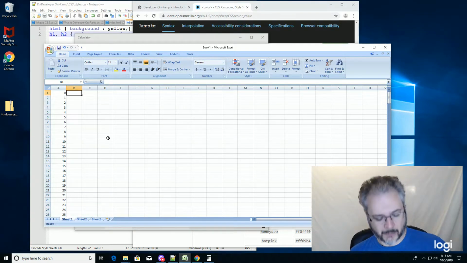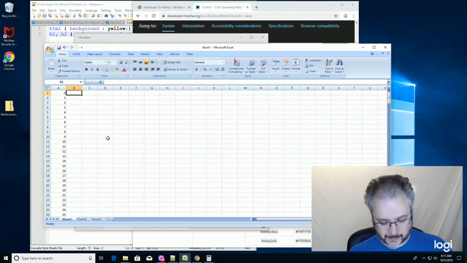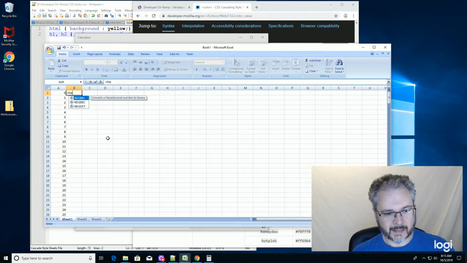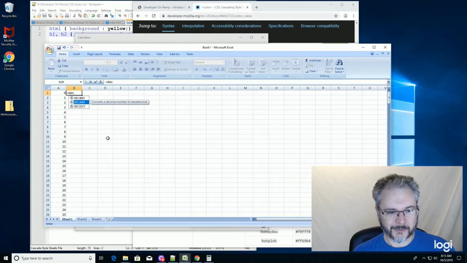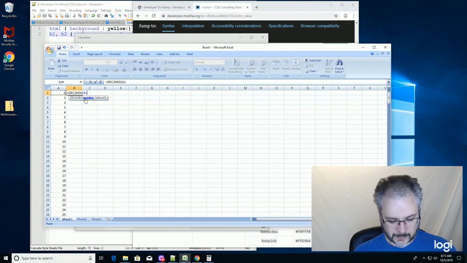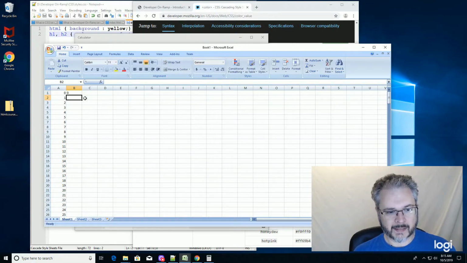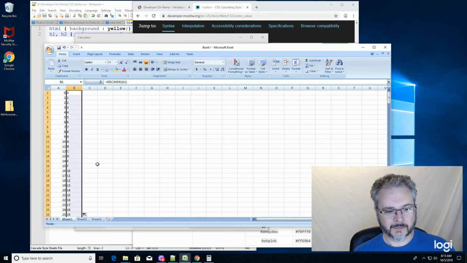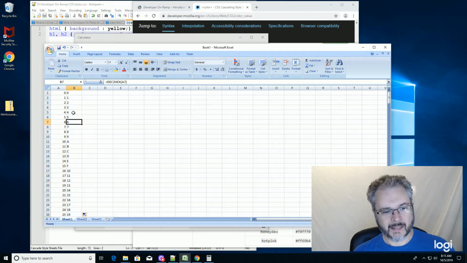And then we can write a formula that converts it to hex. Equals DEC2HEX. That's it. That's the formula. And then we'll just click on the number beside it, close our parentheses. Okay. I'm just going to double click the autofill handle so you can see how it counts.